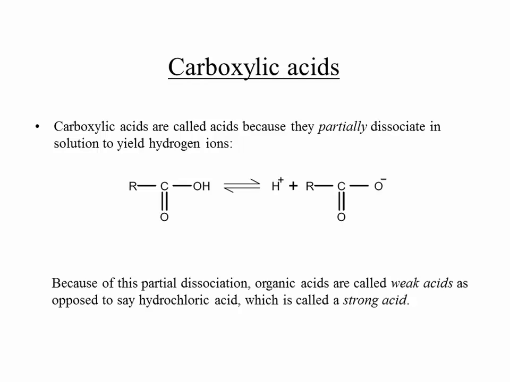If you look at an organic acid like the one shown on the left, C double bonded with OOH, it will only partially dissociate. So the reaction goes both ways. It will produce hydrogen ions, but it's a weak acid. Because of this partial dissociation, organic acids are called weak acids, as opposed to, say, hydrochloric acid, which is a strong acid. Same thing with sulfuric acid, that's a strong acid.